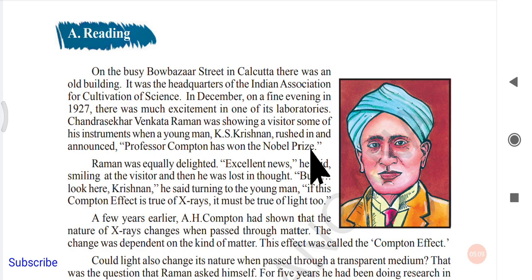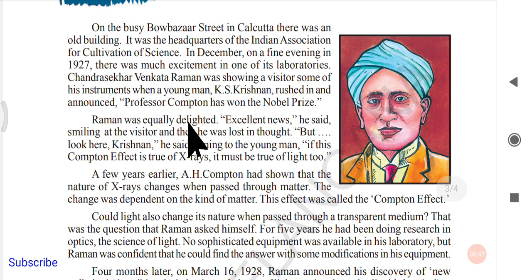So when C.V. Raman was showing some of his equipment and instruments to a visitor who came there, there was an incident. Suddenly there was a man, K.S. Krishnan. He rushed in, came inside the room very fast, and announced, "Professor Compton has won the Nobel Prize." What did K.S. Krishnan say? Professor Compton has won the Nobel Prize. He said this to C.V. Raman.